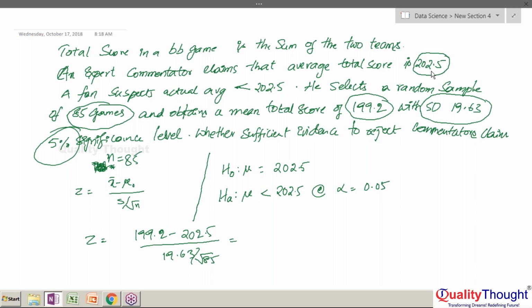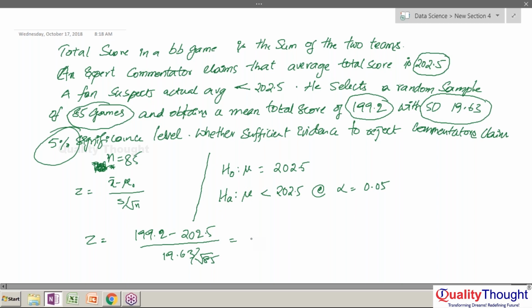Suresh, Ashok, Kiran, Narayana, Anusha, any value? Okay, that is good. Yes, that's the right answer. So I'm making it approximately minus 1.55. This is my calculated Z score.